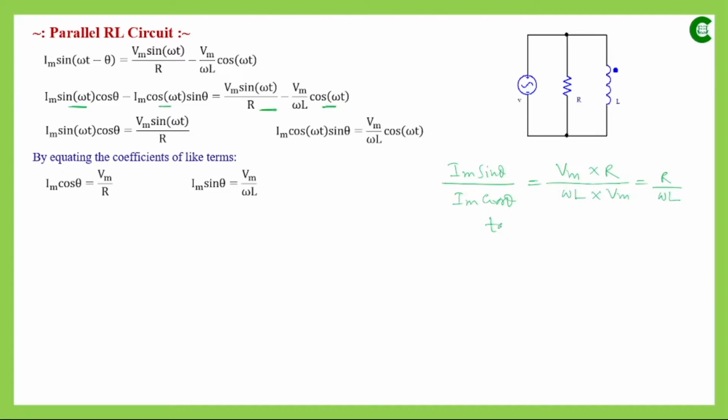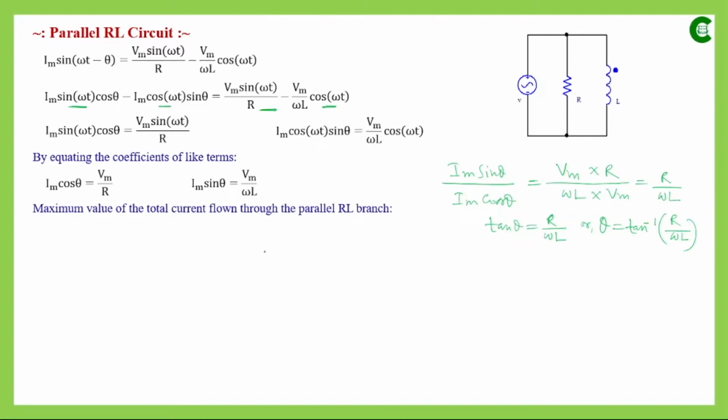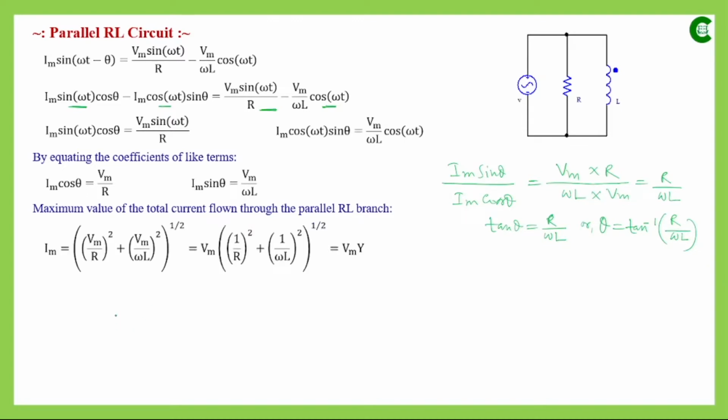So from here we can write tan theta is equal to R divided by omega L, or we can say the phase angle theta is equal to tan inverse of R divided by omega L. Now next we will calculate the maximum value of the total current flowing through the parallel RL branch. Here, for the maximum current, we have obtained these two expressions, or these two equations.